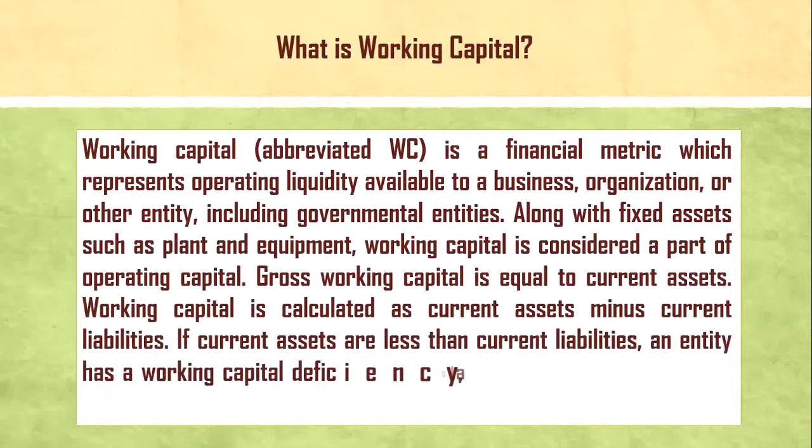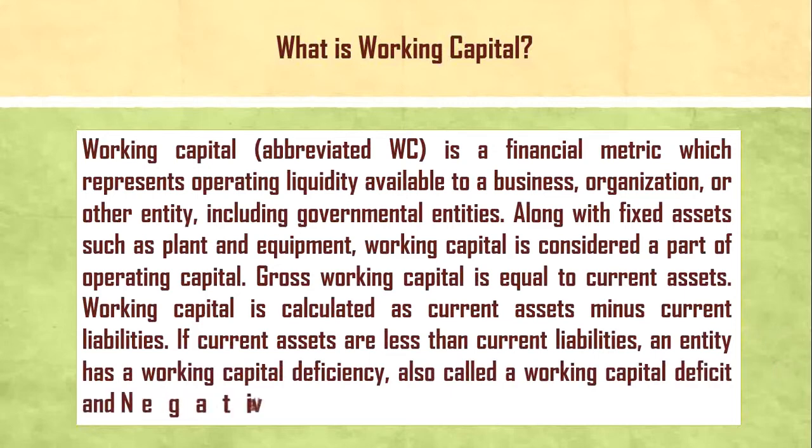Gross working capital is equal to current assets. Working capital is calculated as current assets minus current liabilities. If current assets are less than current liabilities, an entity has a working capital deficiency, also called a working capital deficit or negative working capital.